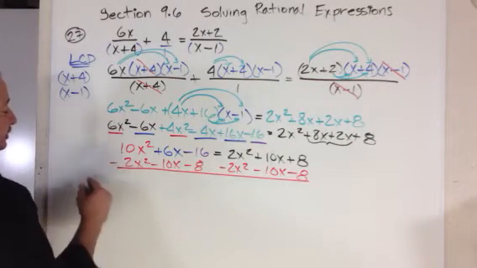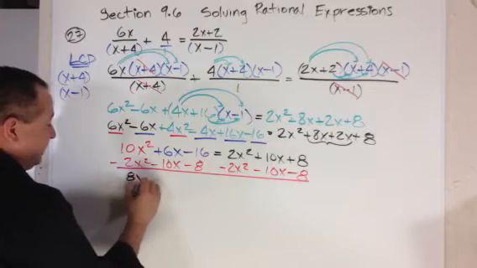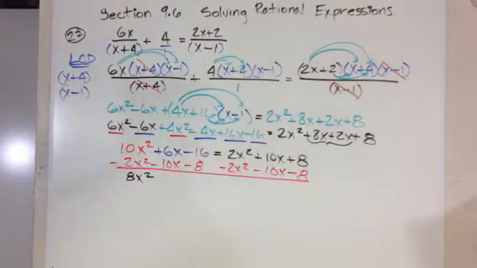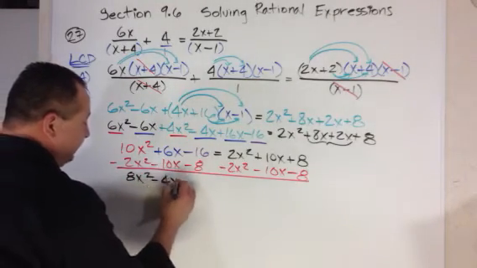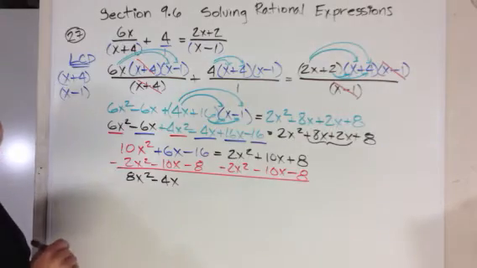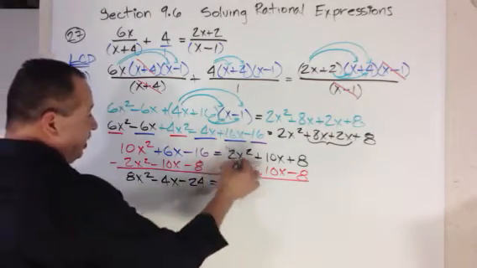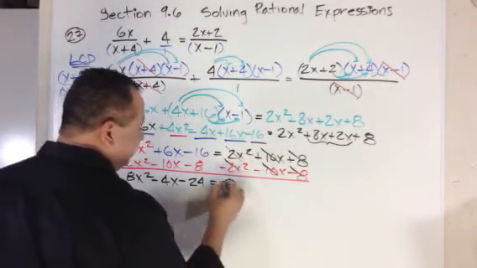So 10 minus 2 is 8. So we have 8x squared. Now here we have different signs, so we're going to subtract and keep the sign of the bigger number. 10 minus 6 is 4. My answer is negative 4x. And here they're both negative, so we're going to add and keep the negative, so it'll be negative 24. And all of these cancel, giving me 0.